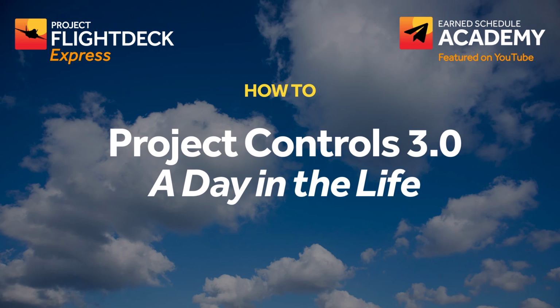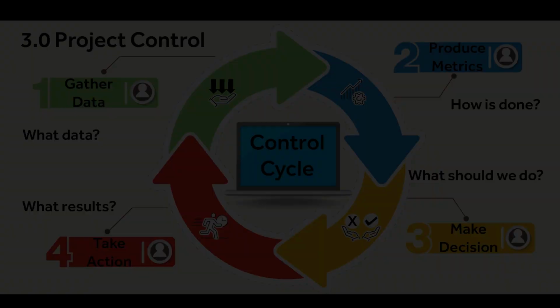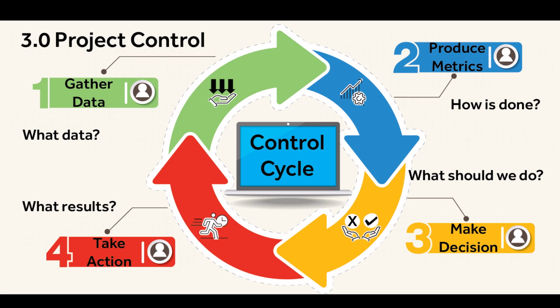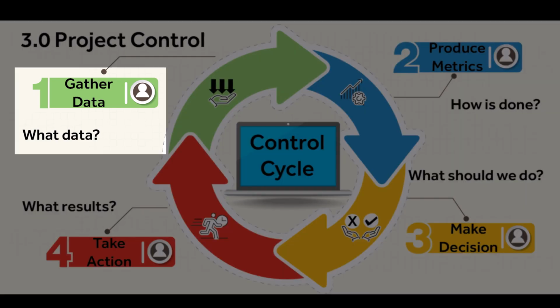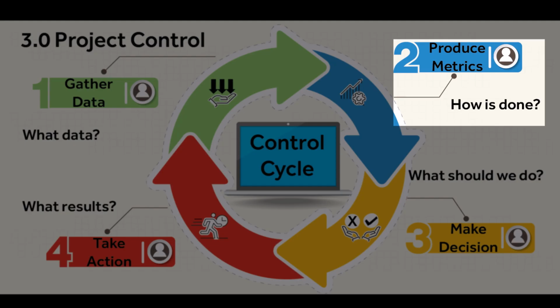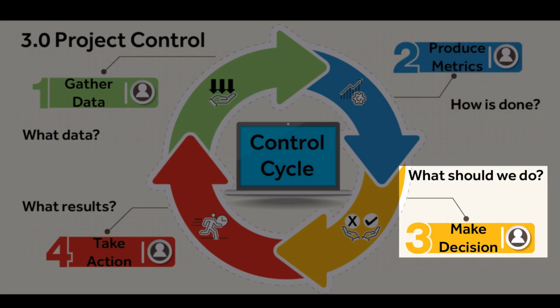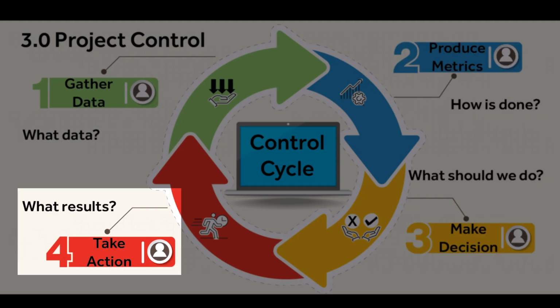What's it like to use Project Controls 3.0? You cycle through 4 phases. What data should you gather? How are control metrics produced? What actions should you take? And what results should you expect?